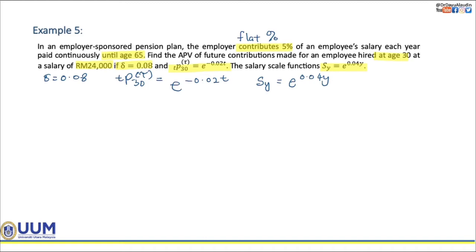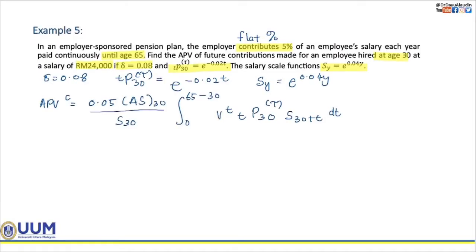So this is a flat rate, where C is equal to 5%. So we can use this formula for the APV at age x plus h. The current age is 30. So the upper bound is omega minus x plus h, where x plus h is 30. And then we substitute all the values.